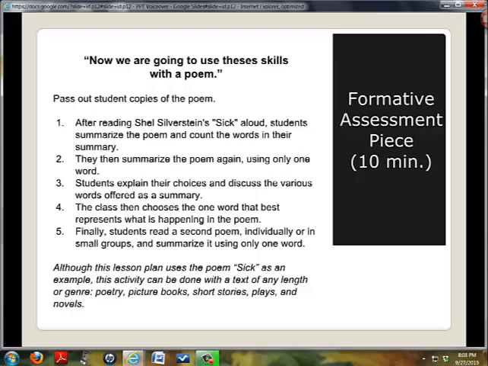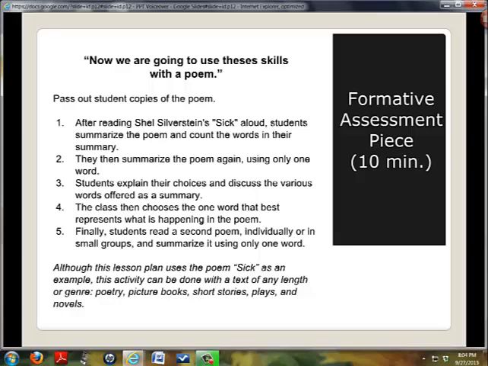For the formative assessment piece, we are going to use the poem Shel Silverstein's Sick. Read the poem aloud, and the students summarize the poem and count the words in their summary. They then summarize the poem again using only one word. Students explain their choices and discuss the various words offered as a summary. The class then chooses the one word that best represents what is happening in the poem.